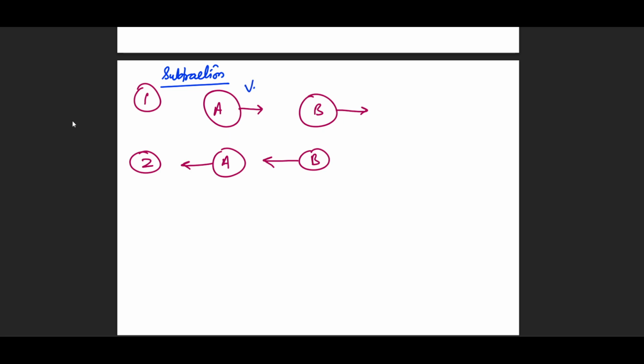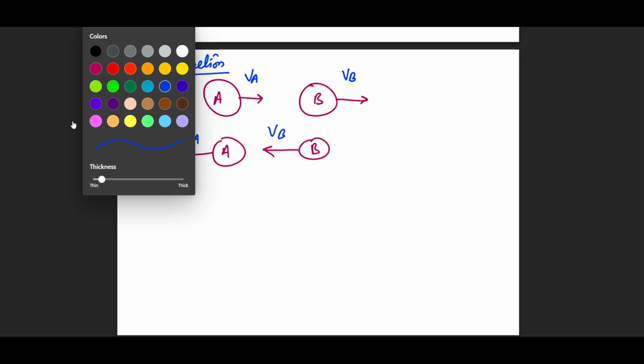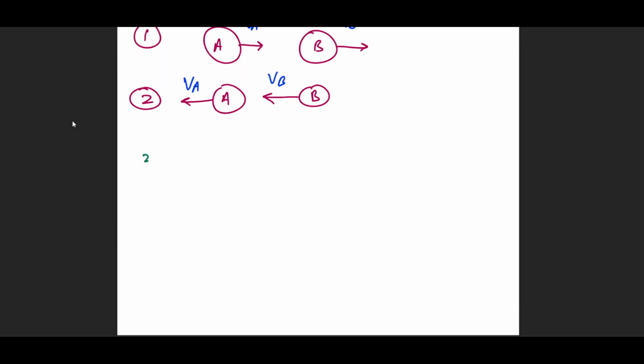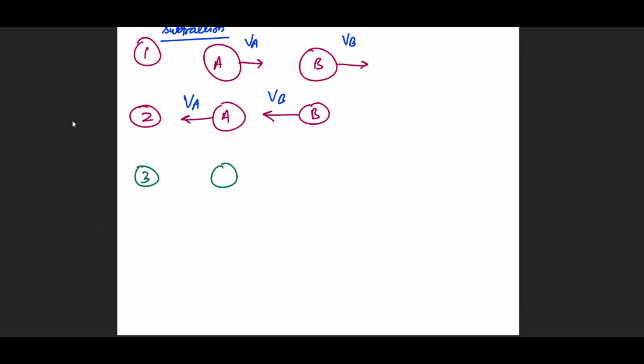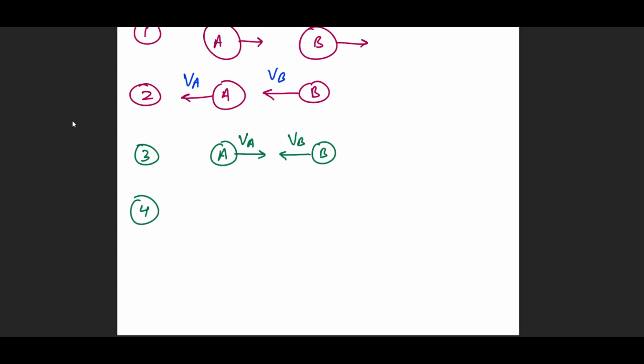Now, let's call the speeds VA and VB. Similarly, this will be VA and this will be VB. We'll get to how to make that equation later. Now, the third case is that both objects, A and B, are moving towards each other. In this situation, we'll call them VA and VB. In the fourth scenario, they are moving apart from each other. Even in this case, they will be called VA and VB.